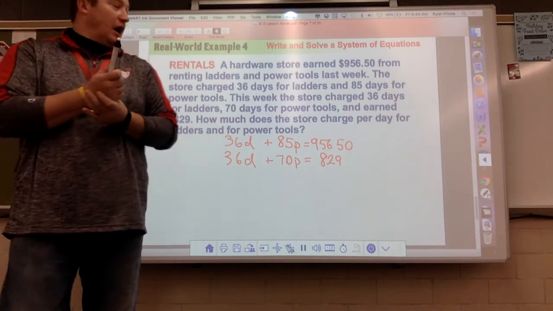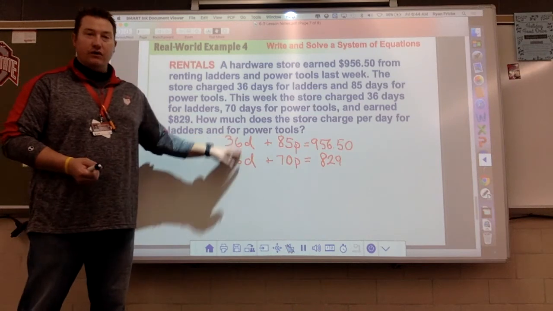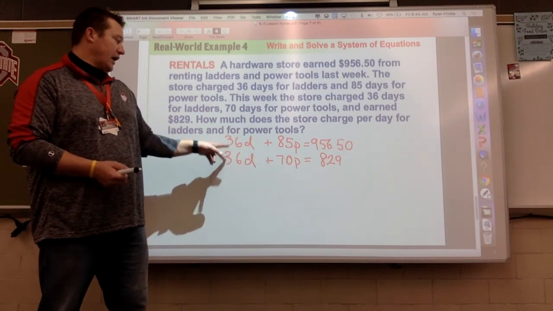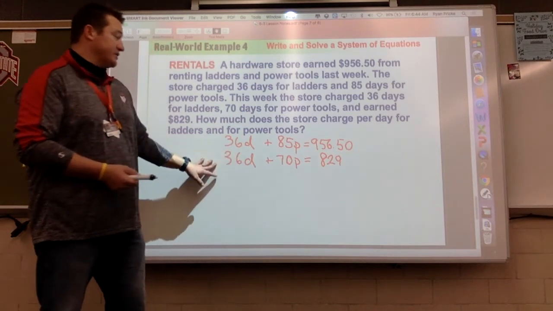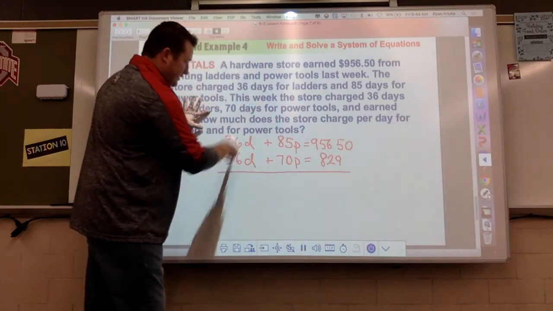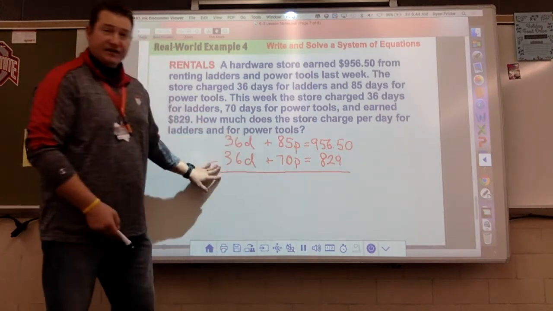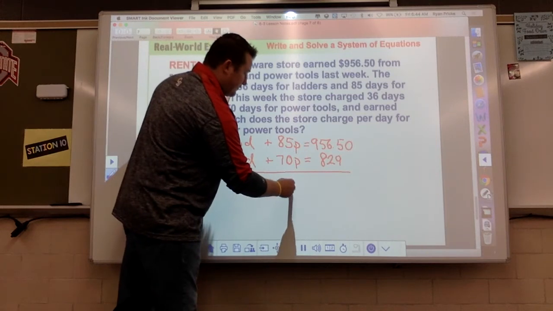There's your system. Again, what do we have here? We have matching coefficients in our ladder variable. Okay. So same subtract, opposite add. So we are going to subtract all of this. I mean, sure, I guess if you want to, we can subtract this. Just good practice. So obviously we eliminate here. 85 minus 70 just turns into 15.